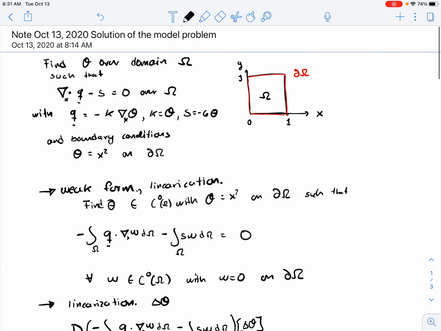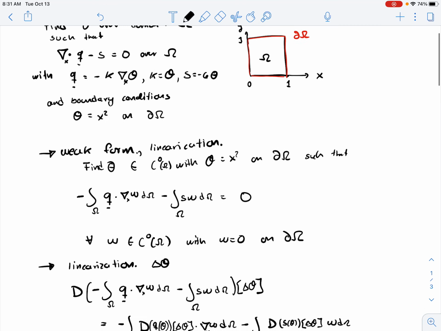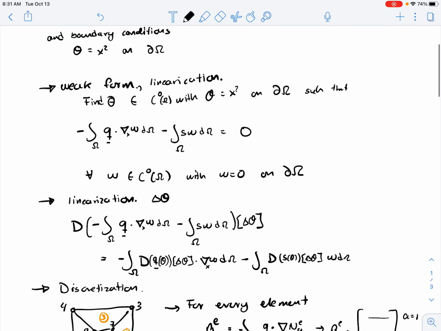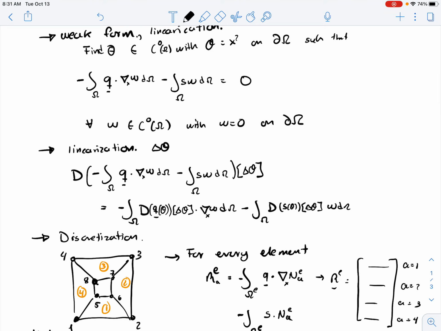So just recapping very quick, I gave you this strong form of the problem, which is find some temperature field that satisfies some PDE with some boundary conditions. In order to solve this with the finite element method, first thing is to go from the strong form to the weak form. I'm skipping all the steps, but hopefully if you go back, you can see how you do that. We will need also the linearization. So if you do the linearization in the direction of some increment, then you would have to find what is the linearization of Q and what is the linearization of this source term. I have them below.